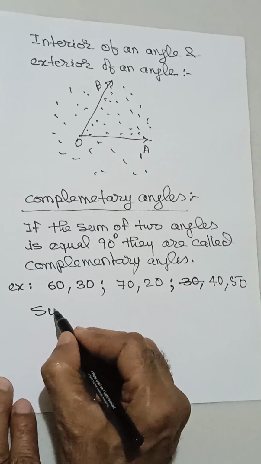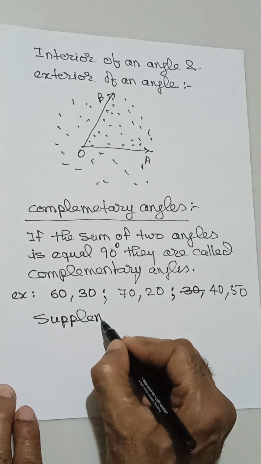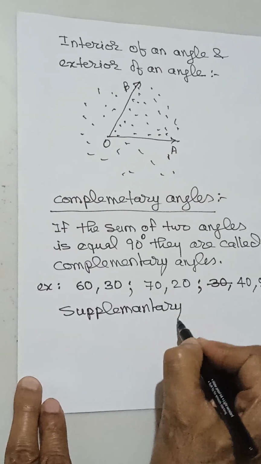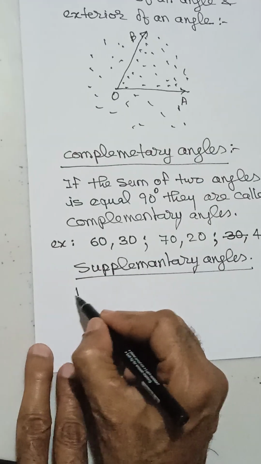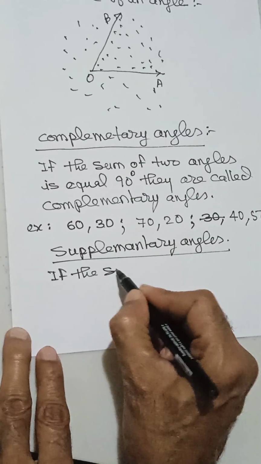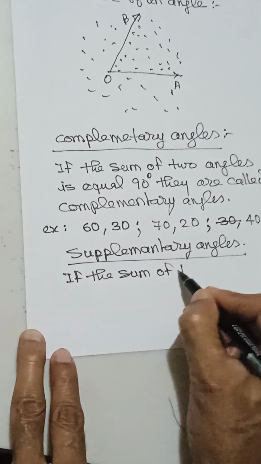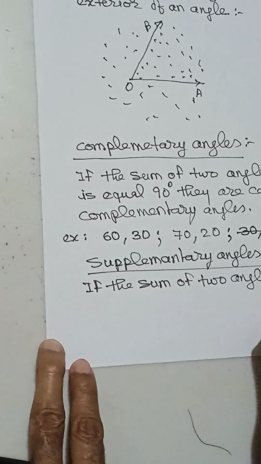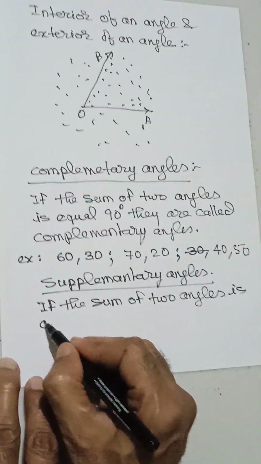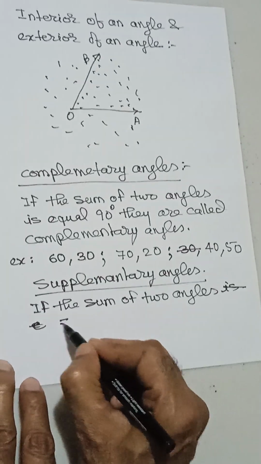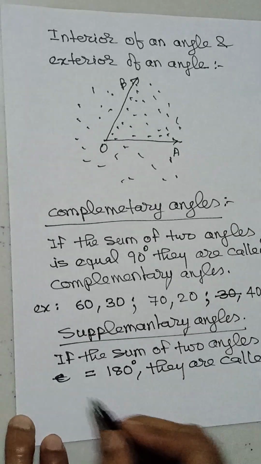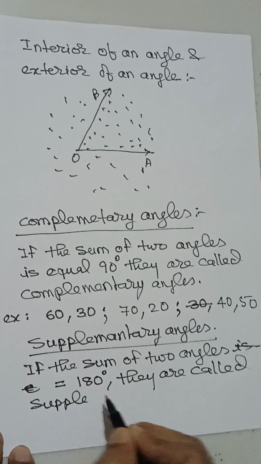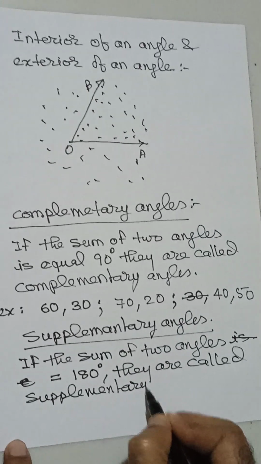Now we'll come to supplementary angles. If the sum of two angles is equal to 180 degrees, they are called supplementary angles.